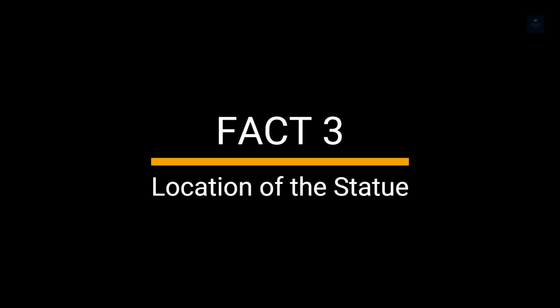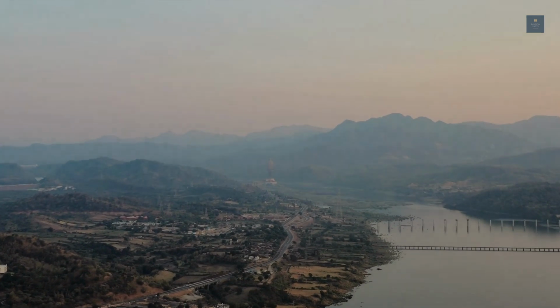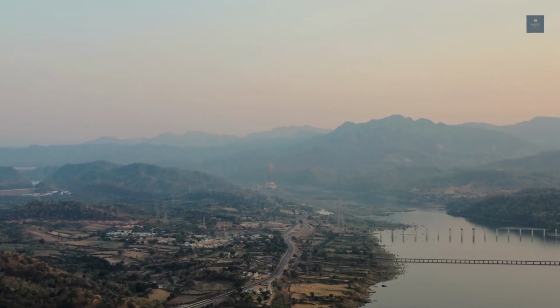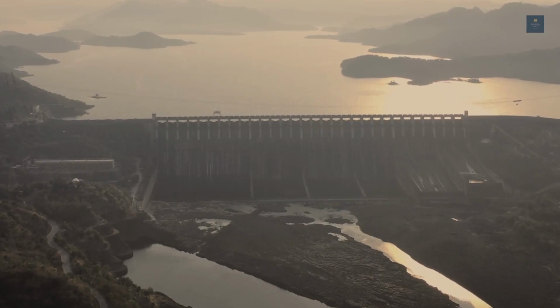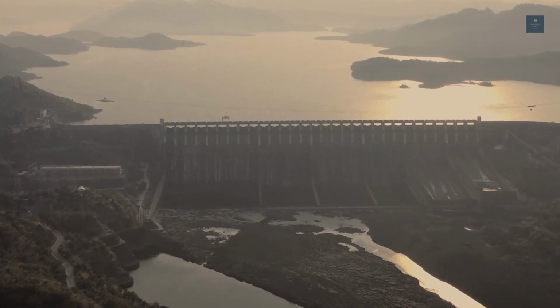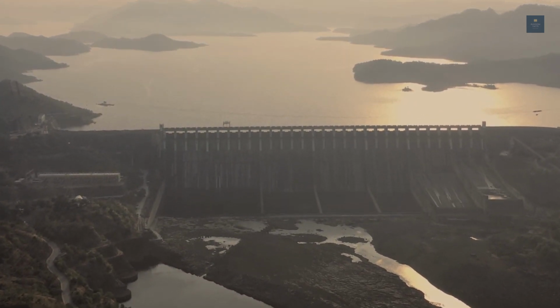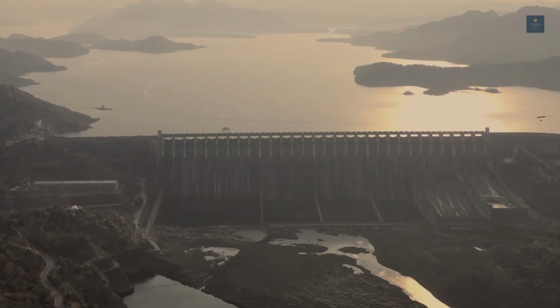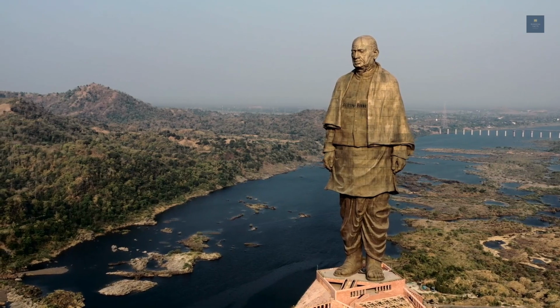Fact 3. Location of the statue. The location of this monument is really beautiful. The statue is located next to the mighty river Narmada and the Sardar Sarovar Dam, with the beautiful Vindhya and Satpura mountain ranges on both sides.